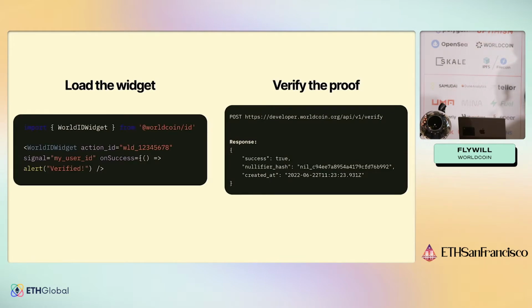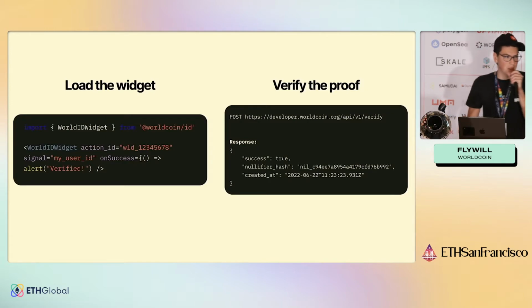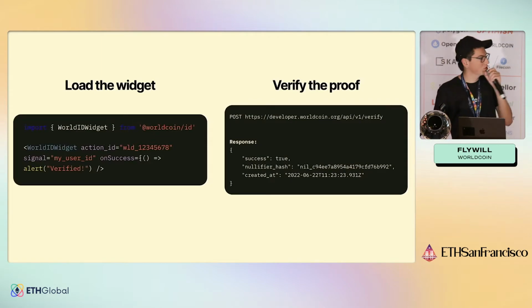As you see, you'll need to provide two things. One is the action ID, the other one is the signal. The action ID you get from the WorldCoin developer portal, which is quite simple: developer.worldcoin.org. There's links everywhere. I'll share all the links in a slide in a sec.